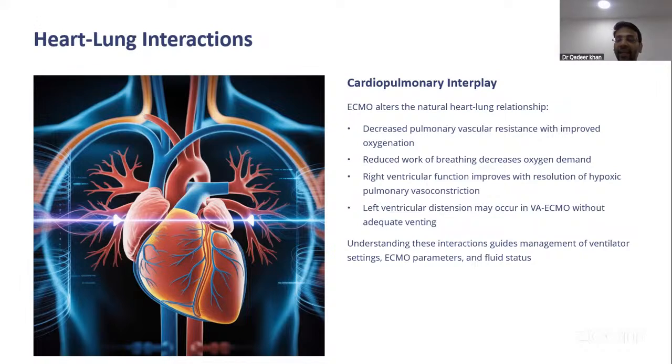As the oxygenation is better, there will be reduced work of breathing. Right ventricular function improves initially, but if the flows are very high, it can cause RV dysfunction. In VA ECMO, the problem with left ventricular function is that LV distension can happen. This can be managed by different troubleshooting, which we will discuss in the coming Tuesday classes on troubleshooting and complications of ECMO. In that, we'll be discussing how we unload the left ventricle.